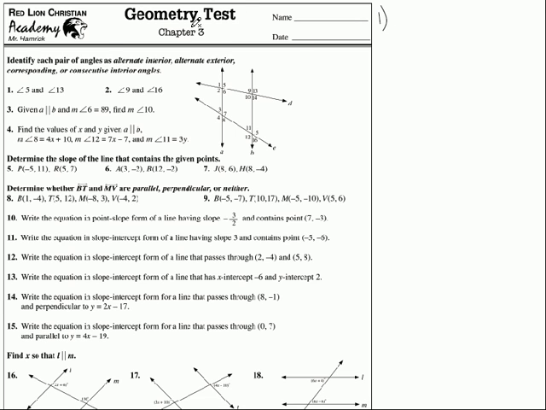Okay, let's go through this. We're just going to review Chapter 3. There may be one or two problems that we skip through here because some of them are repeats, but we'll try to hit most of them. All right. So here's the first thing.